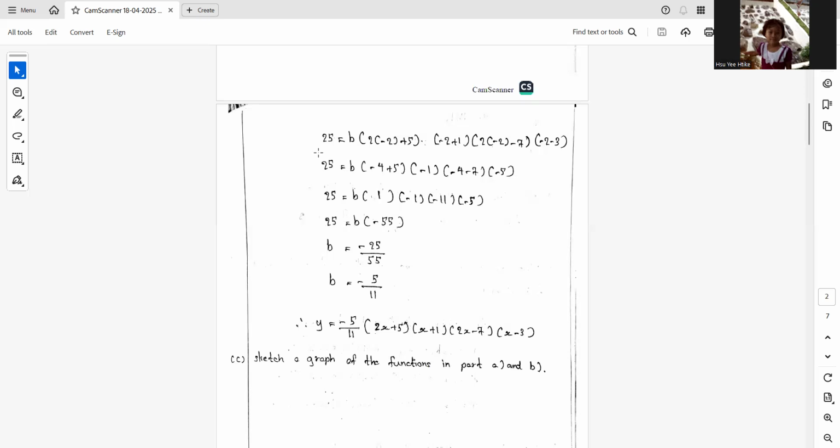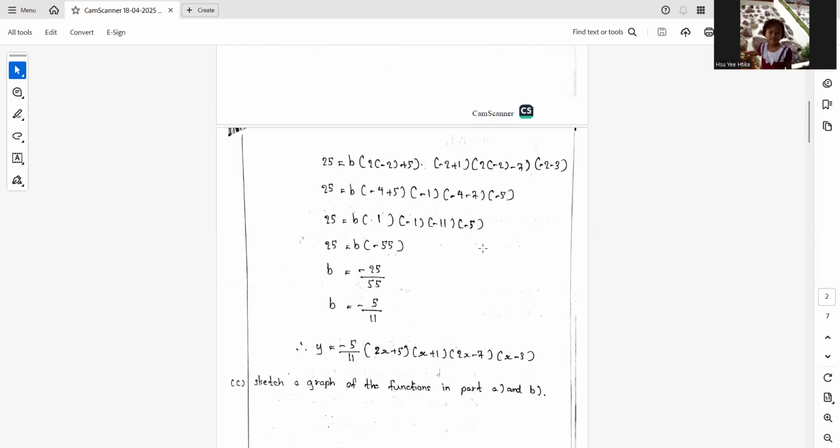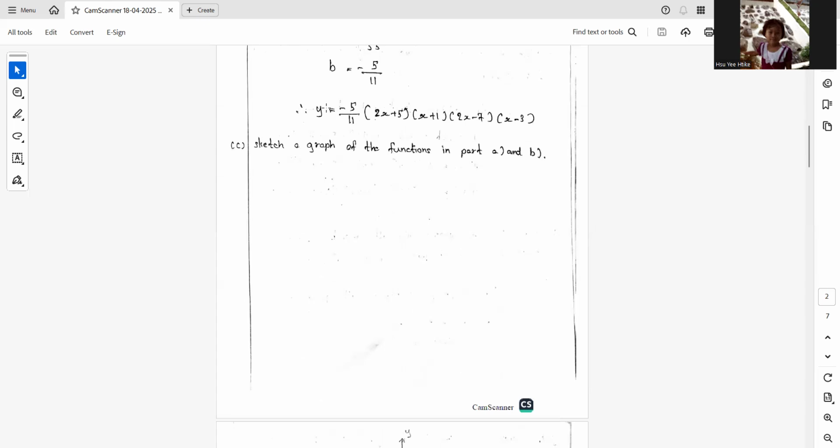When we calculate this, we get the value of b is equal to -5/11. So the equation would be y is equal to -5/11 times (2x plus 5)(x plus 1)(2x minus 7)(x minus 3).